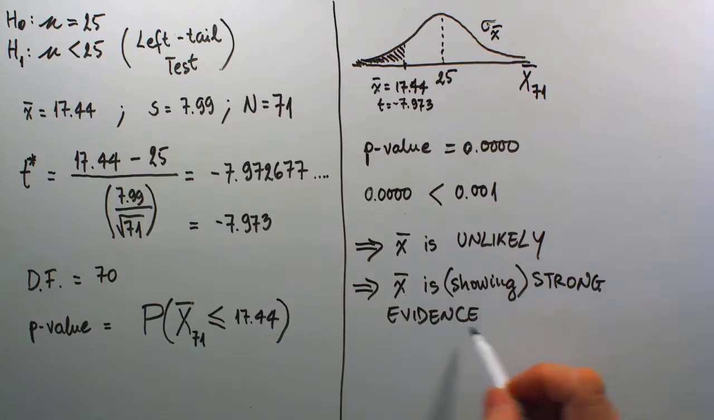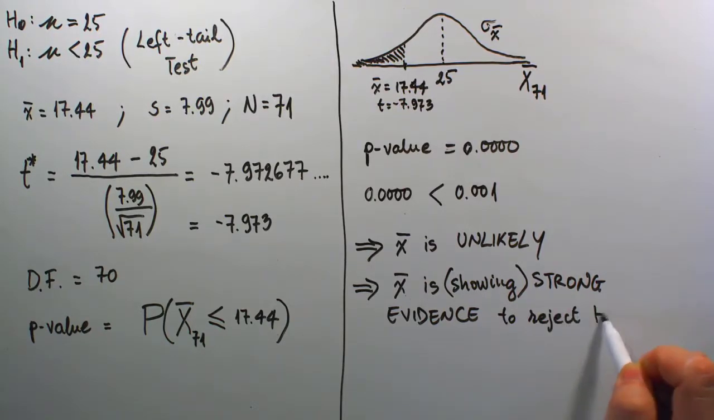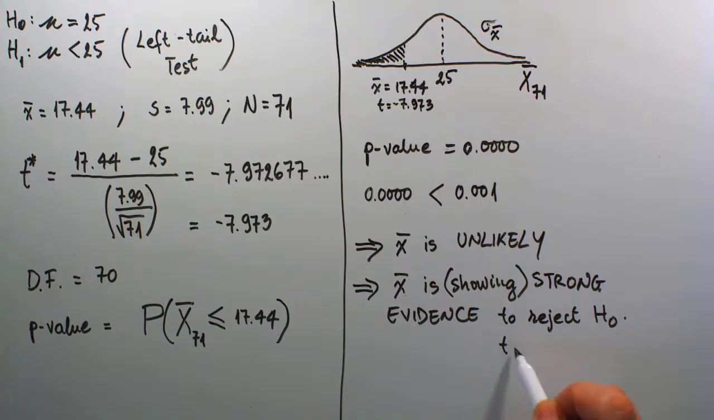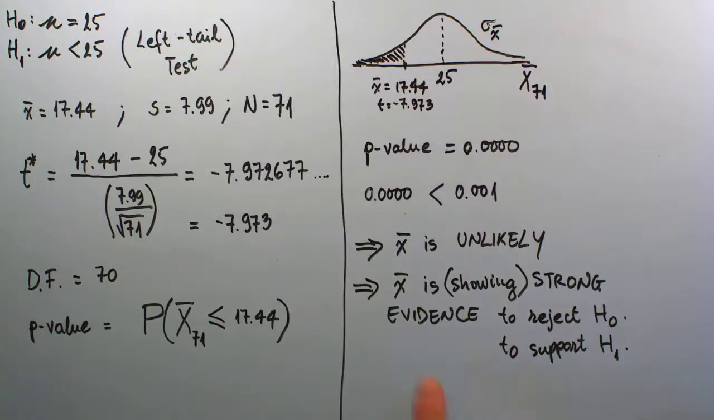And strong evidence here is for us to say that we can reject whatever is stated in H sub 0, or alternatively we can support the alternative hypothesis argued in H1. Ultimately, the question itself in the problem is a yes or no question. Is the sample showing strong evidence that mean breathing rate is lower than 25 breaths per minute? And here we already found that x bar is showing strong evidence. So in that way, the final answer will be yes.